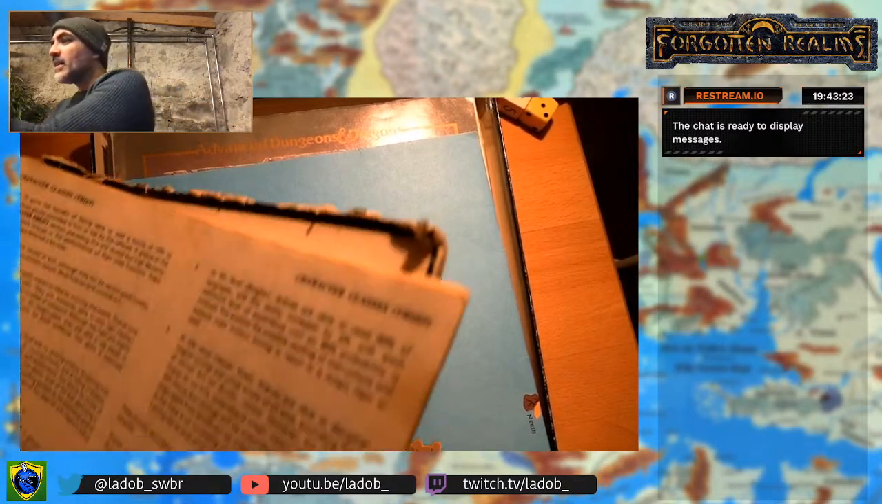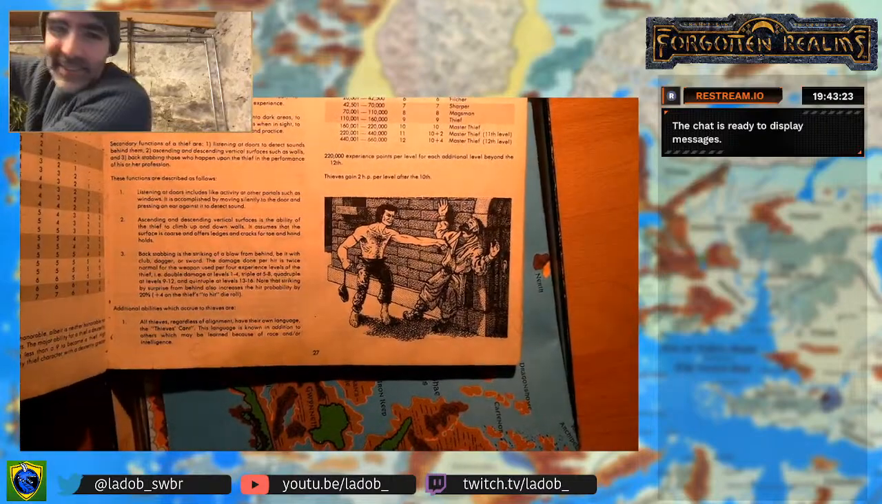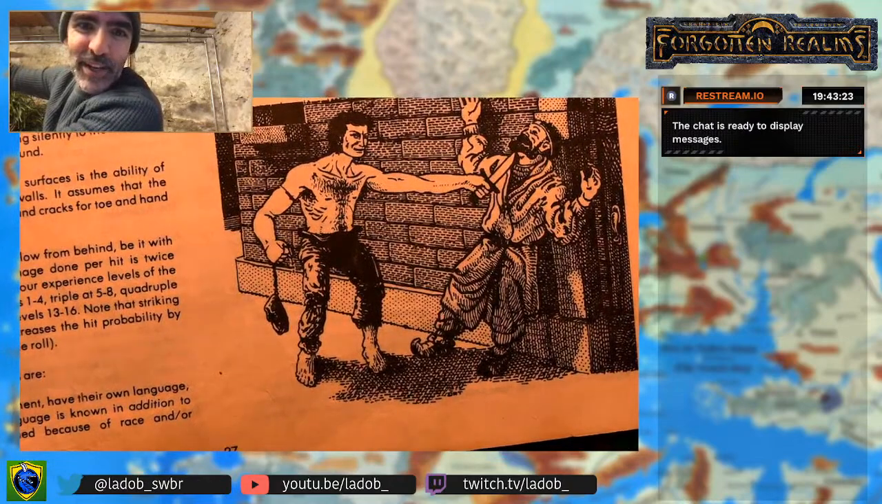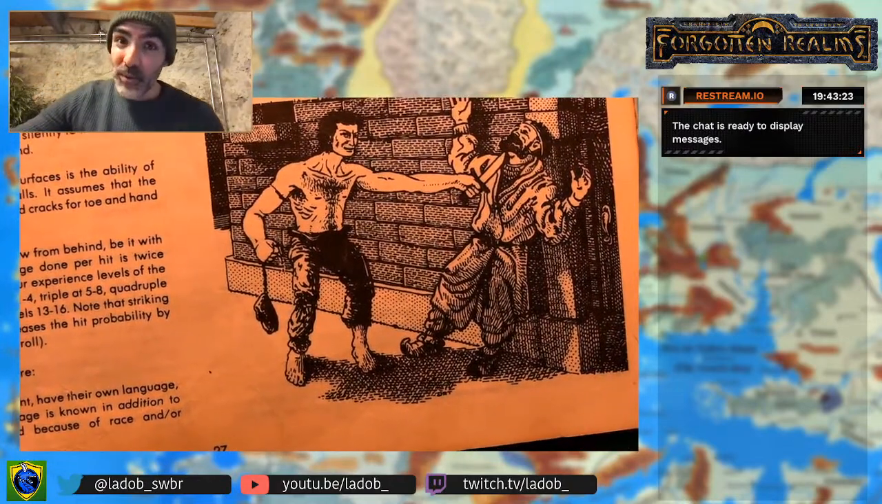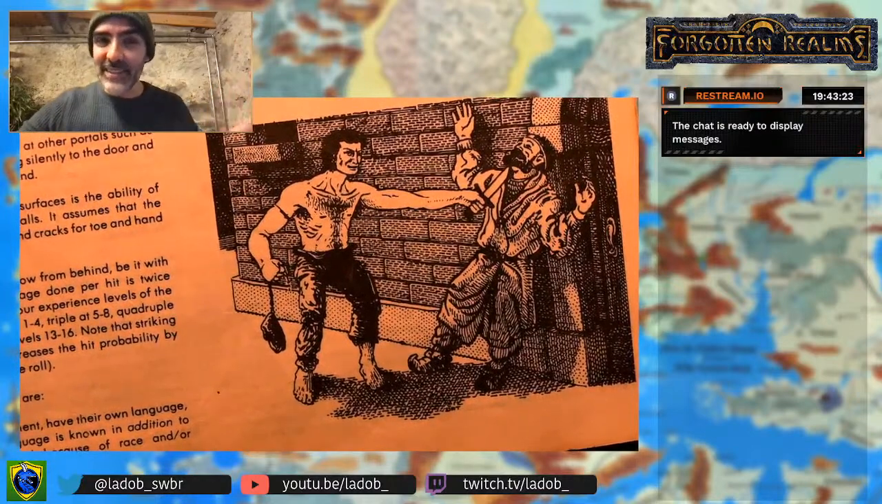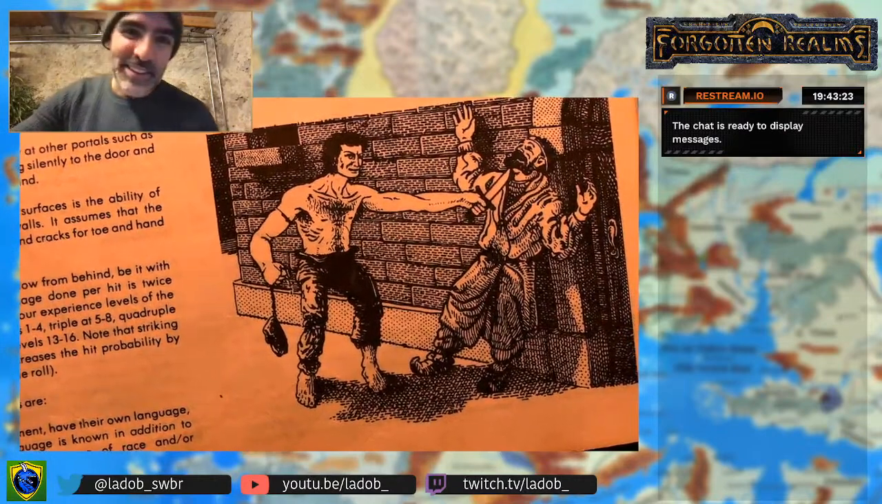There it is. This is a pretty cool image to show. This is the thief from the first edition Dungeons & Dragons. So, no, you don't have your fantasy anime-like flying orphan. You have this crude guy there, all right? This is the thief from the original editions.